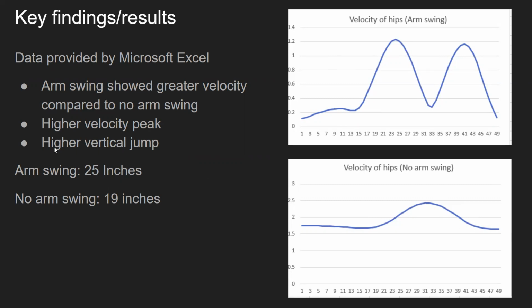Also, there was a higher vertical jump. I used the VertTech to see how high I could jump and hit. With the arm swing, I got roughly 25 inches, and with no arm swing it was 19 inches. That's about a 20% increase by using arm swing.